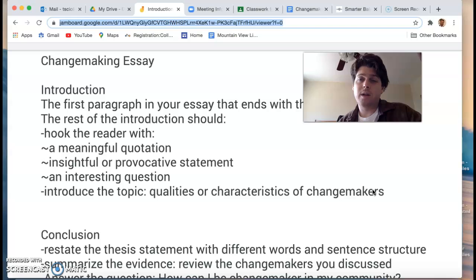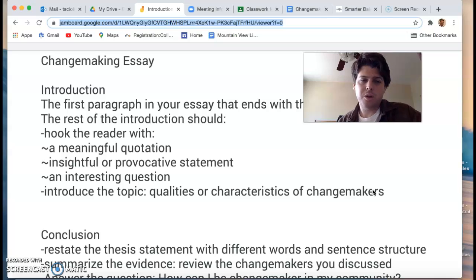And then finally, you can start with an interesting question. Now, this is a little bit of a dangerous one, but it can be done effectively because a lot of times people start their essay with a question like, are you interested in reading my essay? Or have you ever heard about changemakers? These are questions, but they're not interesting. They're throwaway questions. We want to ask a really interesting question that's going to get our reader thinking and grab them, hook them into going along with you on your argument in the essay.